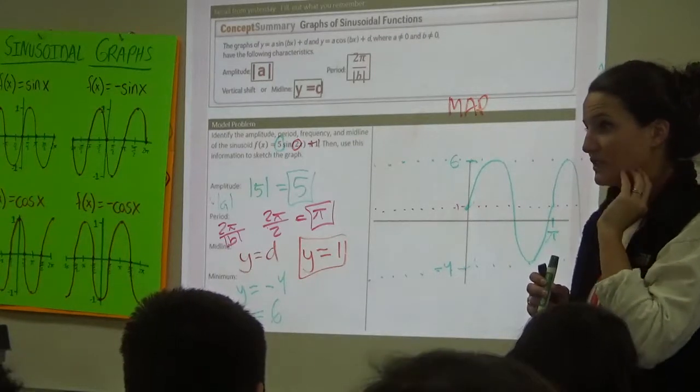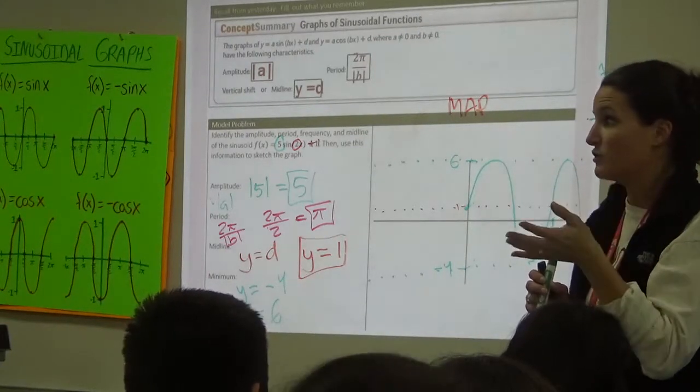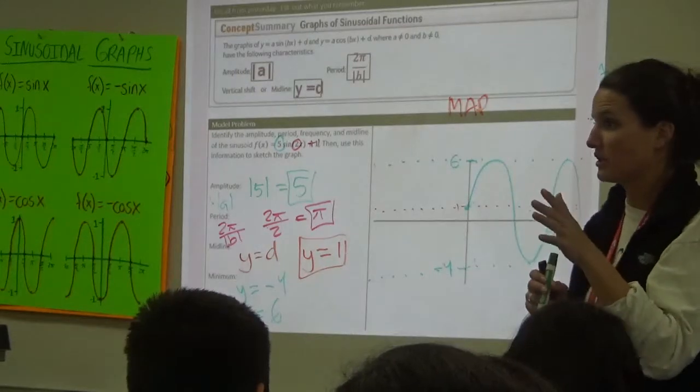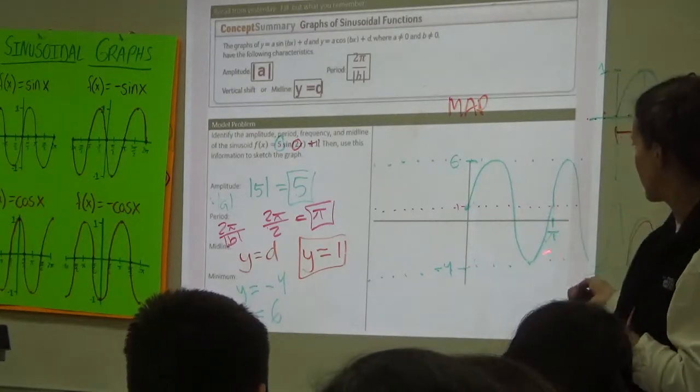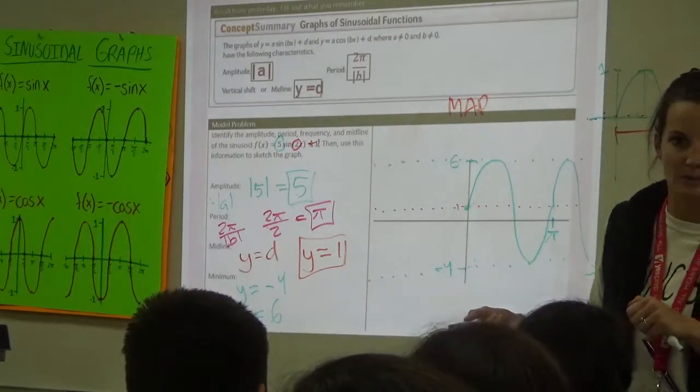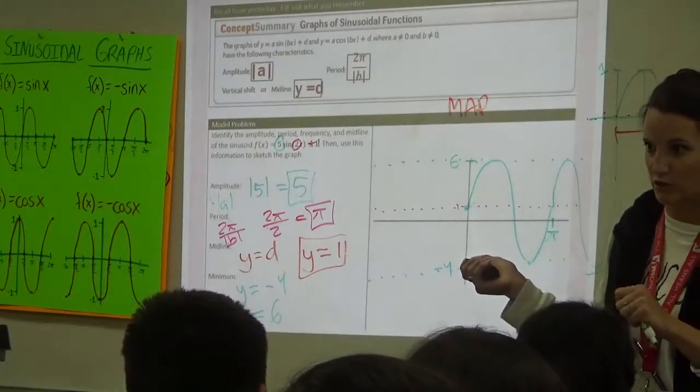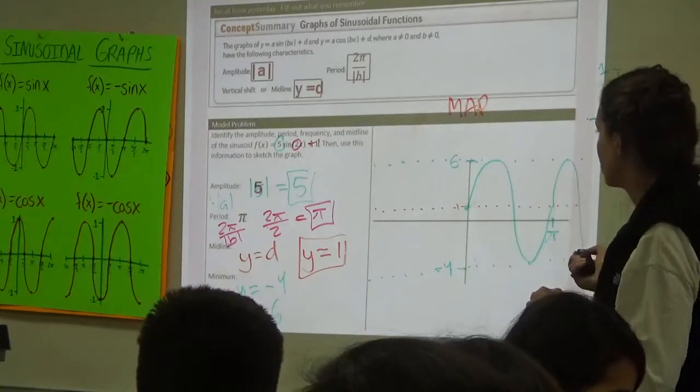Just make sure you have all this stuff labeled. Yesterday, when I had you graph sine and cosine, a sketch at the end of class, I didn't really check for your period and your minimum and your maximum and stuff, but I want this one labeled for sure. Okay? Alright, so on to the next few examples.